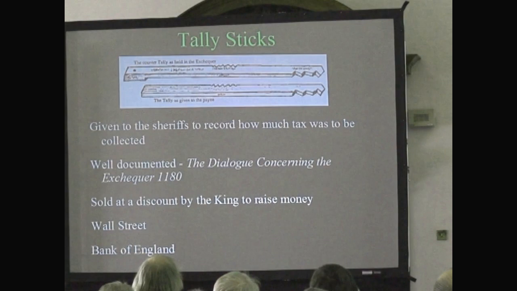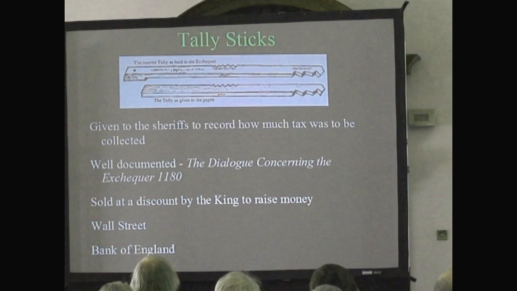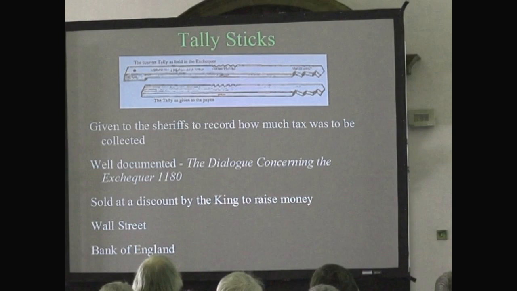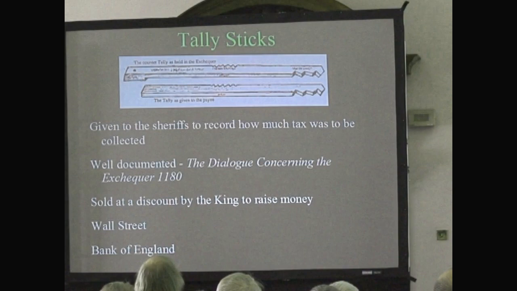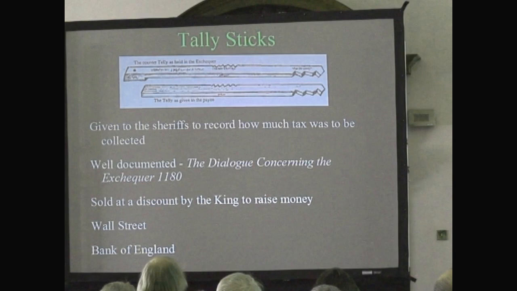Now, the way in which this was recorded was done on rolls, but the sheriffs went away with a record of how much tax could be collected in the form of tally sticks. And this was simply a piece of wood, or a stick rather, not a piece of wood. And this document lays out how you make these in very, very great detail. You have small marks for pennies and shillings, larger marks for pounds, and larger marks again for hundreds. So a tally stick was made with the amount that the sheriff was to bring back in 6 months' time.